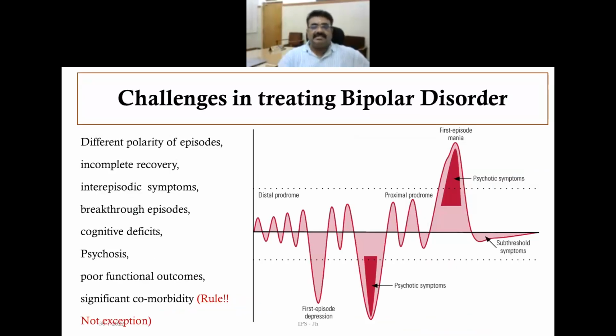What are the challenges in the treatment of bipolar disorder? One, you have different polarity of episodes. There's incomplete recovery, inter-episode symptoms, breakthrough episodes, and cognitive deficits. You have a disorder where psychotic symptoms come within episodes. The outcomes tend to be poor and there's significant comorbidity. So there are so many things that one has to manage in terms of bipolar disorder itself.